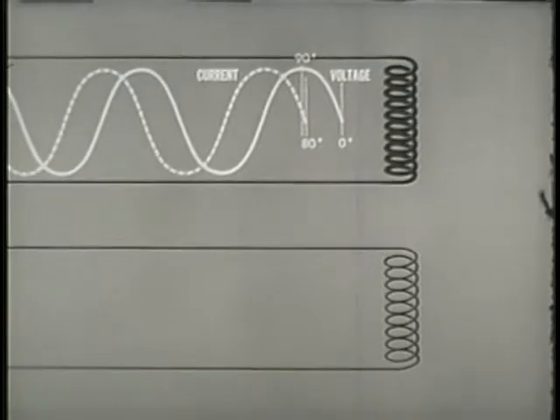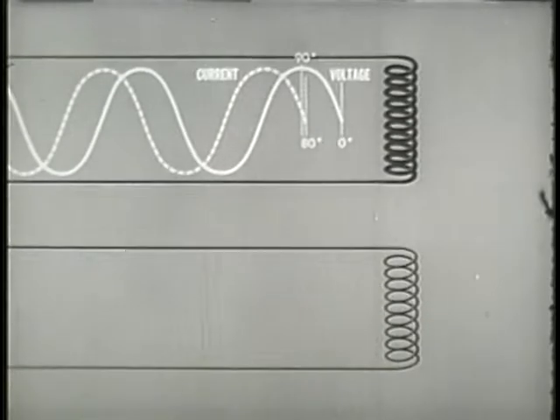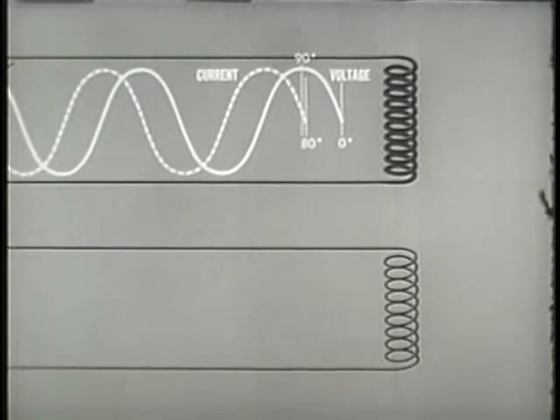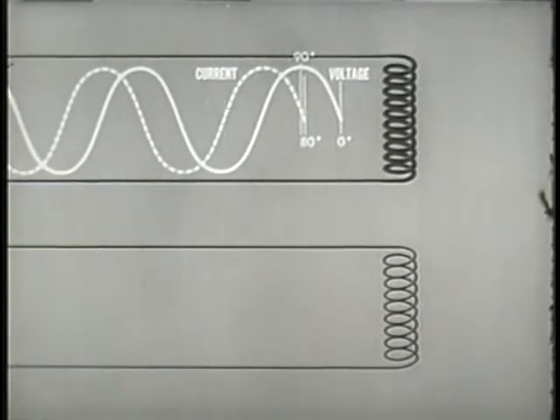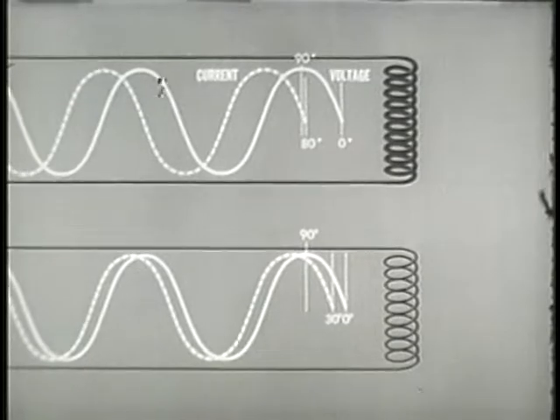But since the heavy winding is not a pure inductance, but a large inductance, the current will lag the voltage in this winding by less than 90 degrees, say 80 degrees. The greater resistance of the starter winding, because of its smaller diameter, causes the current to lag the voltage by much less than 90 degrees, say 30 degrees.